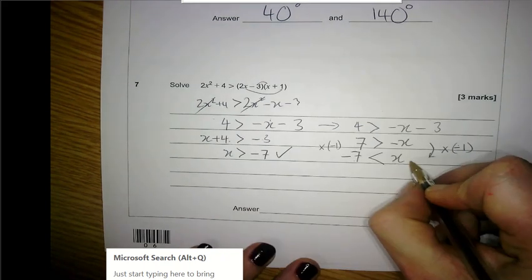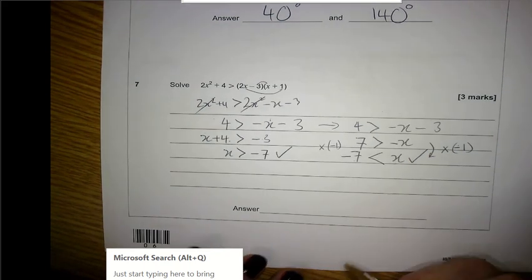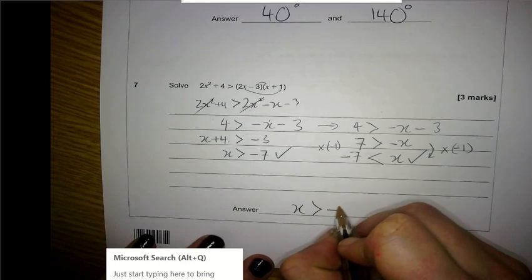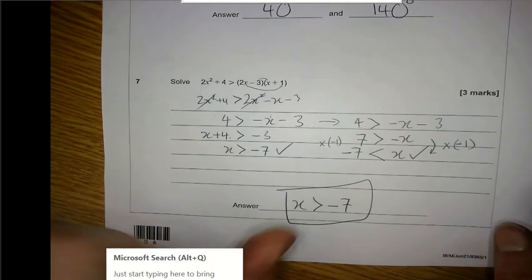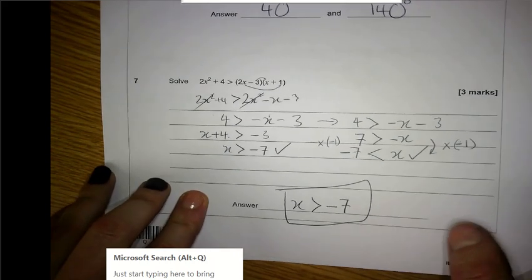Now I can see these two answers are the same, okay? So it's x is greater than negative 7. When you times or divide by a negative, you switch the sign of an inequality.